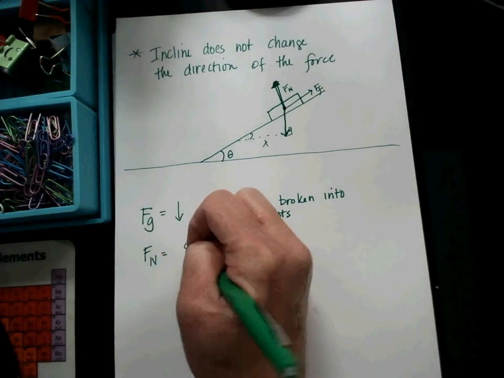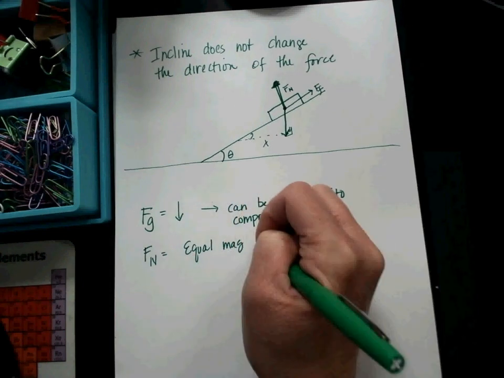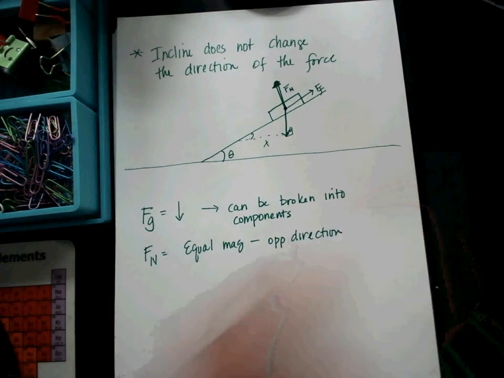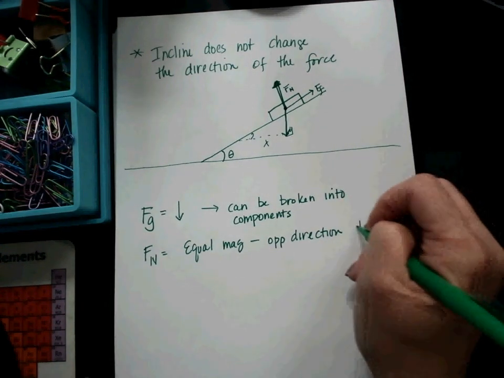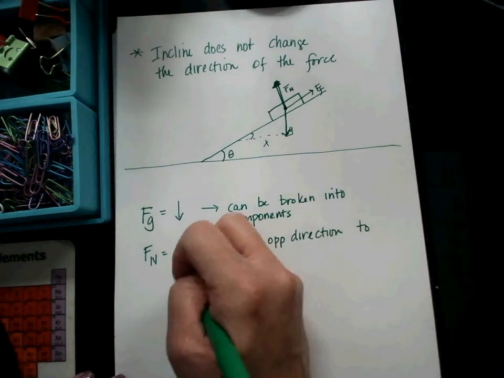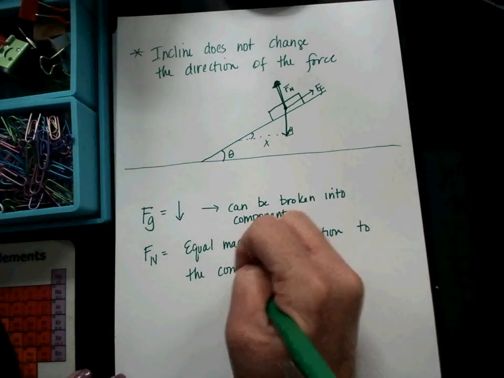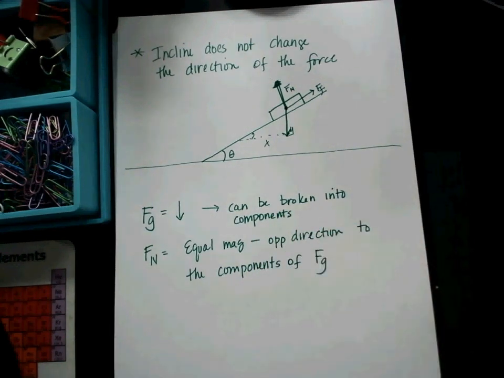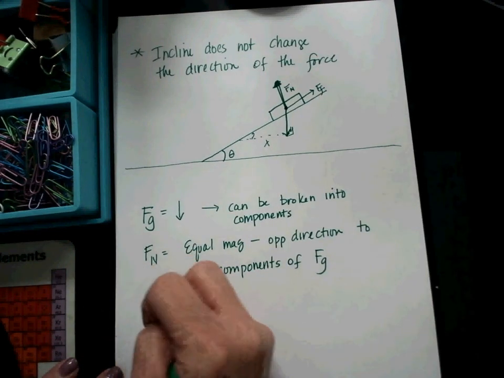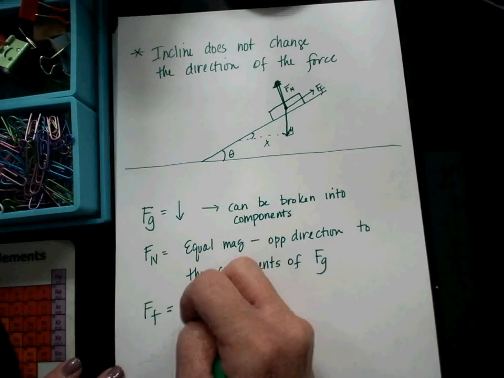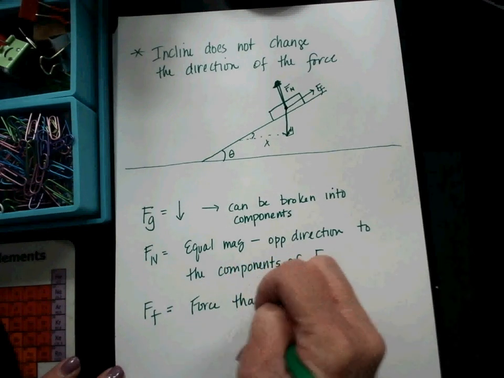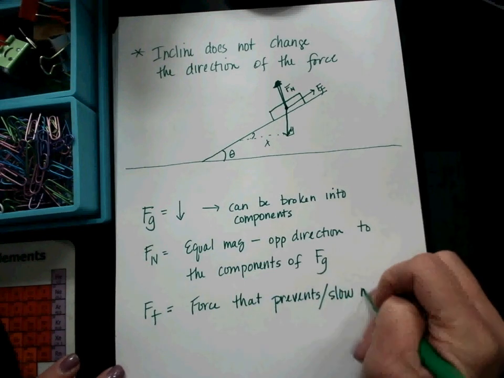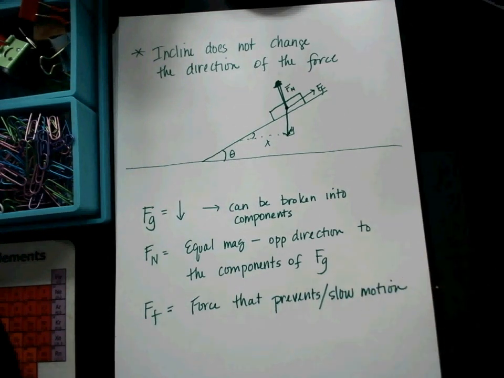So my Fn is equal magnitude, we say opposite direction, and we'll figure that out mathematically later on, to, in this case, we say the components of Fg. And then my frictional force still is just a force that prevents or slows motion.